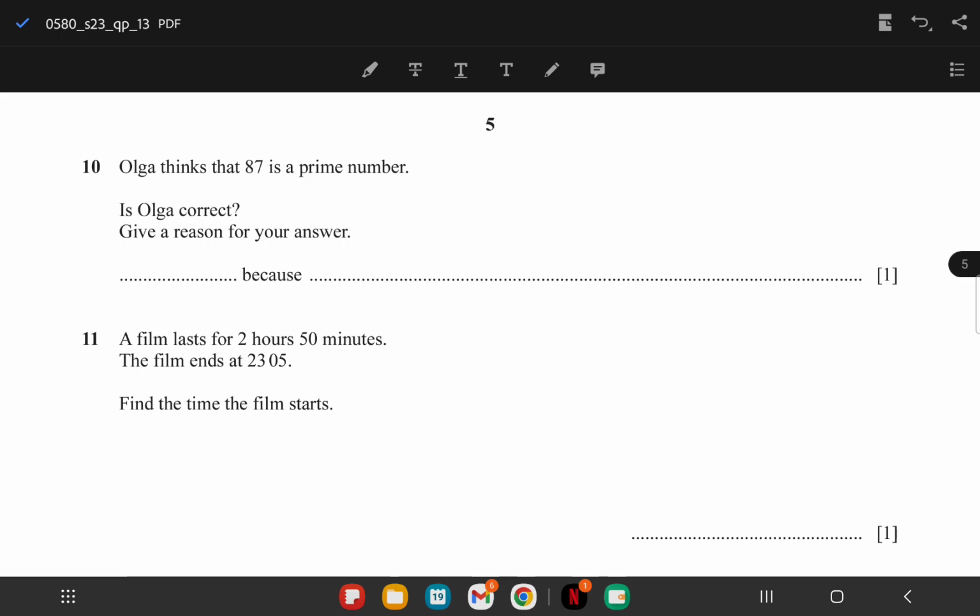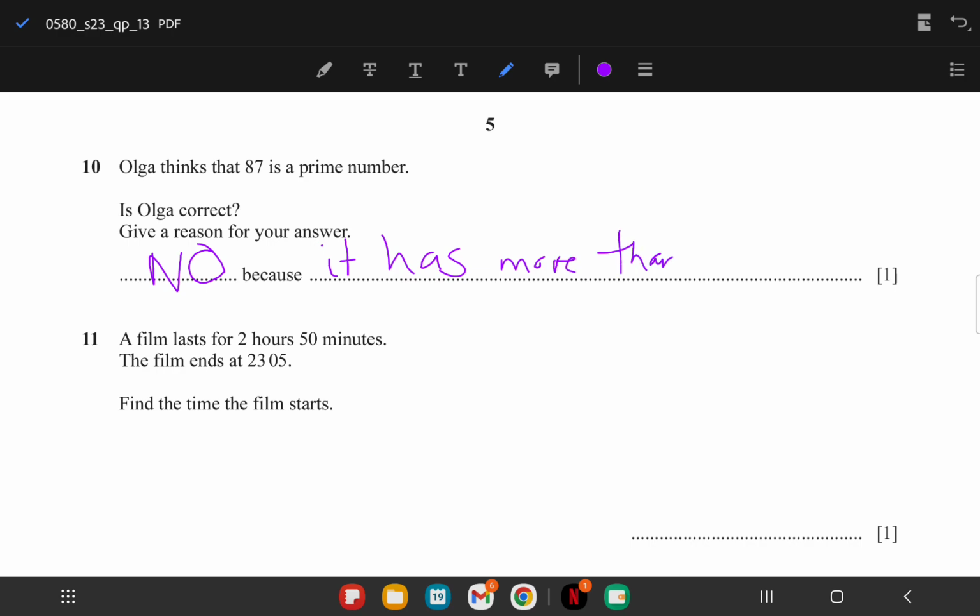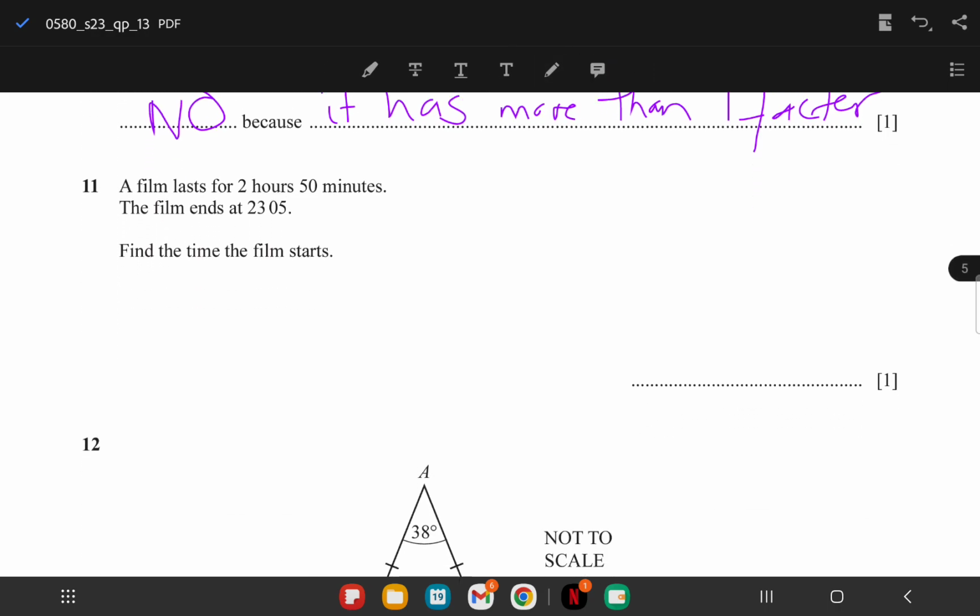If I divide it by 1, obviously it will work. 2 is not going to work. 87 divided by 3, I think that will work. Yes, it's 29. So because it has another factor of 3, it is not a prime number. No, because it has more than one factor. Like that. That is meant to be an O. Excuse my handwriting.